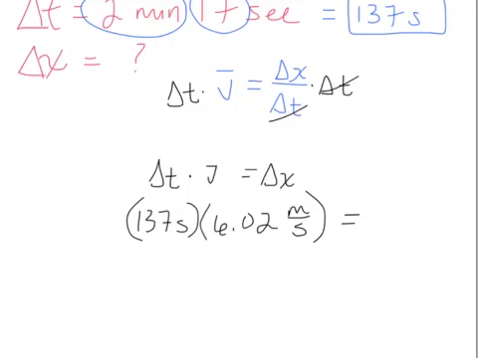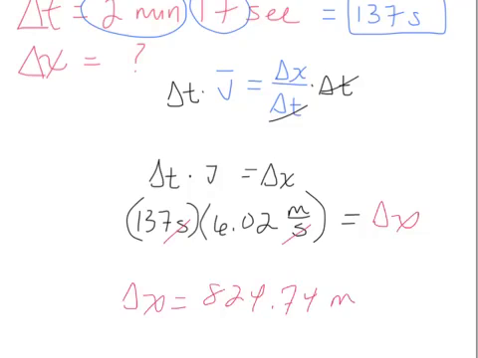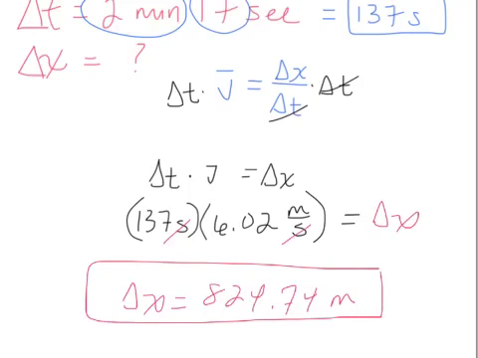Only meters. That's delta x again, so our final answer, canceling these units, is 824.74 meters. So when the problem asks, what is Jamie's displacement in meters, her overall displacement, or her change in position, is 824.74 meters.